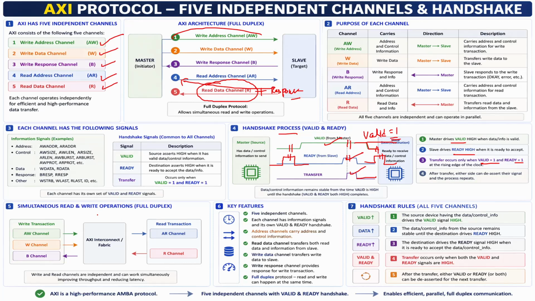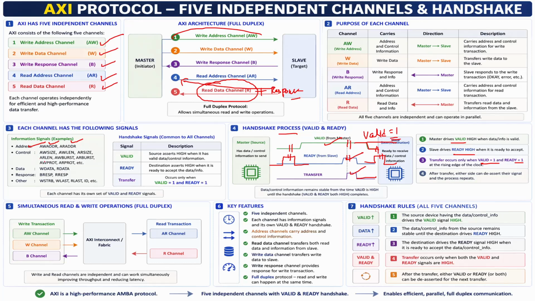So simultaneous read-write operations we are having, right? Each channel has different types of signals. The address channel: AW address and AR address for writing and reading. For writing, the AW address is there. For reading, the AR address is there.